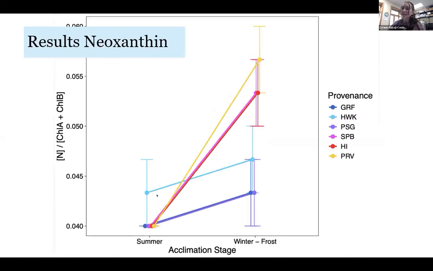And then we also looked at those previous carotenoids mentioned earlier. Neoxanthin is a product of violaxanthin, and it is also a little less studied, but we are also seeing differences in uptake from summer to winter. What's interesting here is that you see these warmer locations, in the warmer colors, greatly increasing their neoxanthin, and the colder acclimated, colder adapted locations not showing as much uptake.